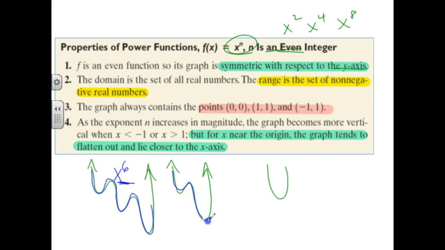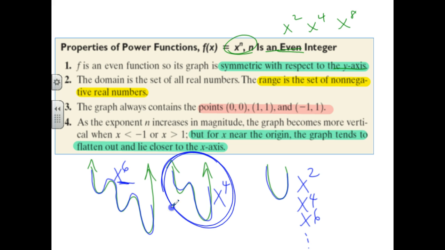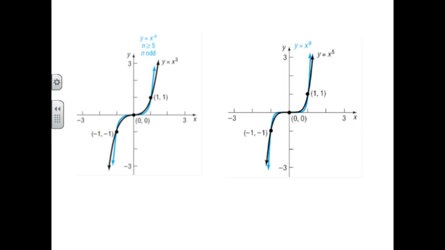If this has 1, 2, 3 turns, the minimum this could be is an x to the 4th. And since this has 1 turn, the minimum that could be is an x squared. But keep in mind, this could also be an x to the 4th, or x to the 6th, or x to the 8th. It's just this guy here cannot be an x squared because of the number of turns. But it could be x to the 6th. We don't know.